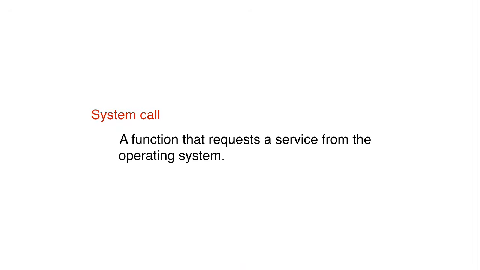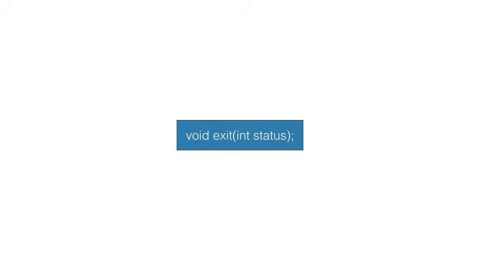A system call is a function that requests a service from the operating system. You've already used a number of system calls in your programs. The easiest system call to explain is exit. An exit call is a request to the operating system to terminate the program.